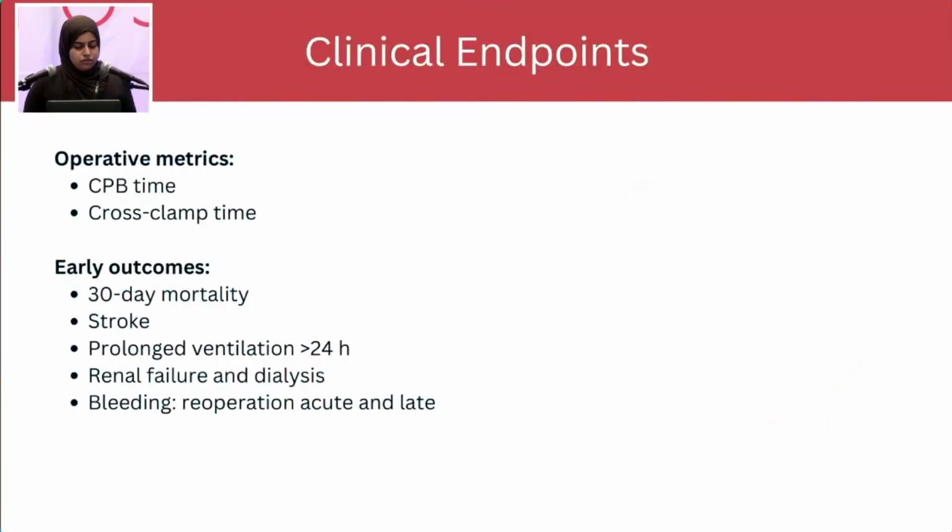Primary operative metrics included cardiopulmonary bypass and cross-clamp times. Early outcomes focused on 30-day mortality, stroke, prolonged ventilation, renal failure requiring dialysis, and acute and late reoperation due to bleeding.